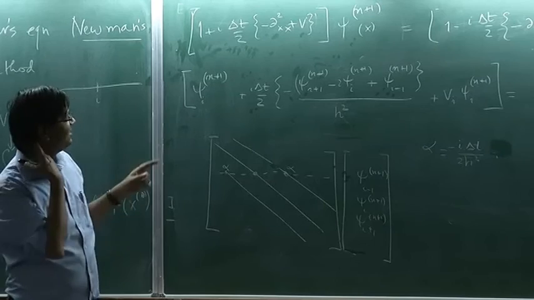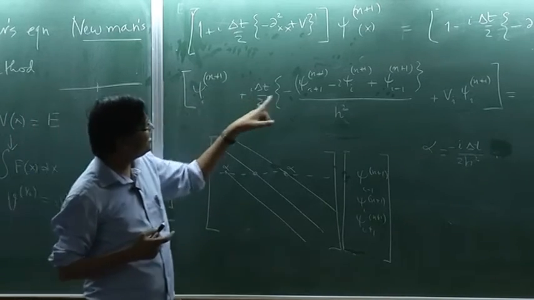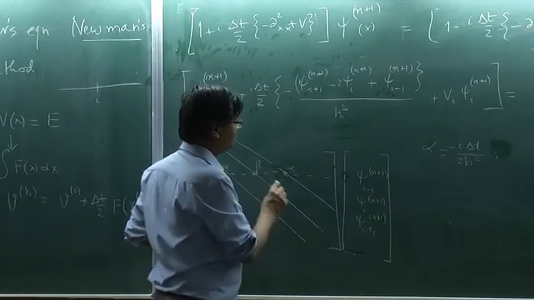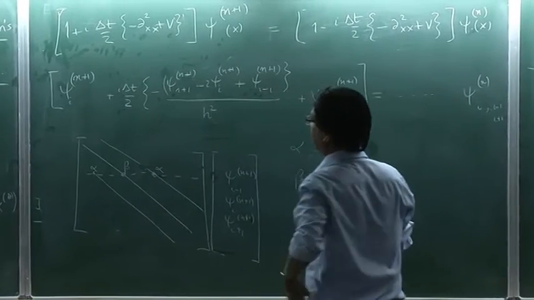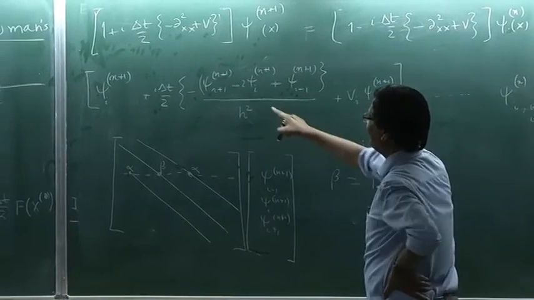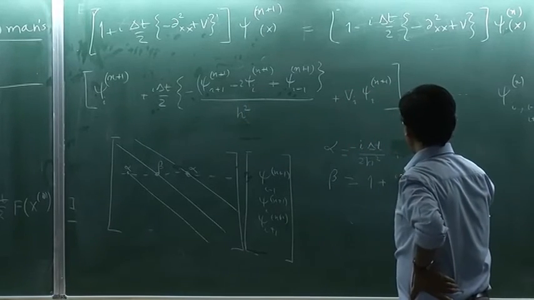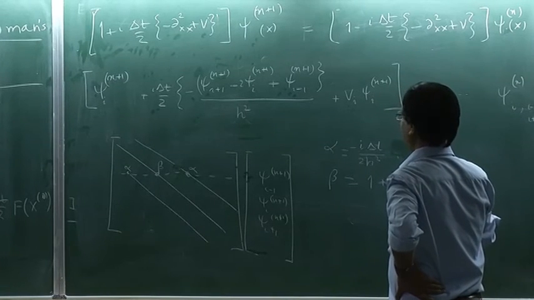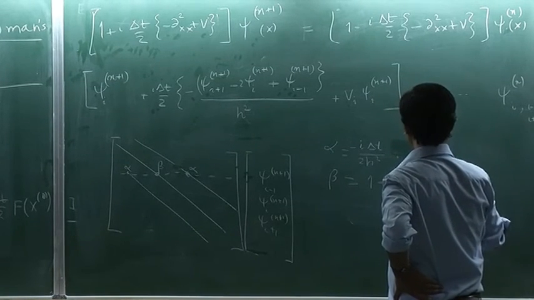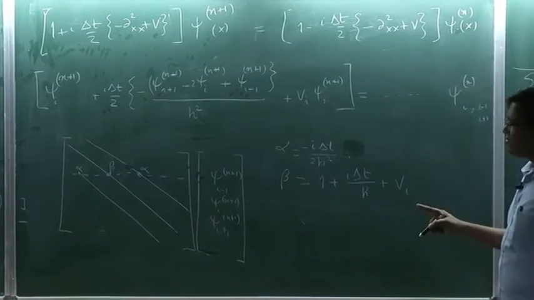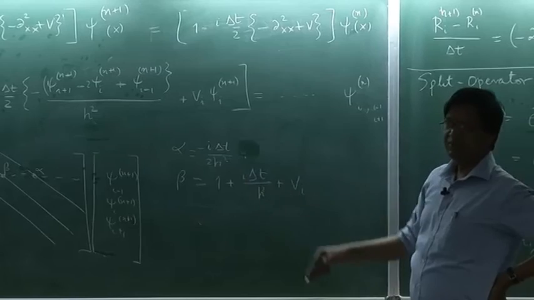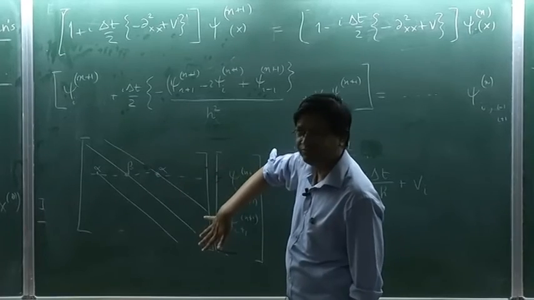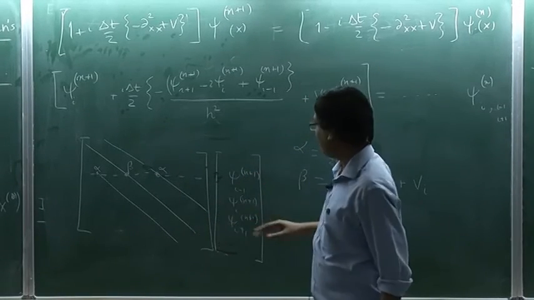And what about this? The ψ_i coefficient: ψ_i has this 1 here, and there are these factors. So beta is equal to 1 plus, minus minus becomes plus, i Δt by 2, h squared. Unless I made a sign error, but this is the term with beta. So this will appear for all ψ, everywhere. Okay. Now I can solve this.